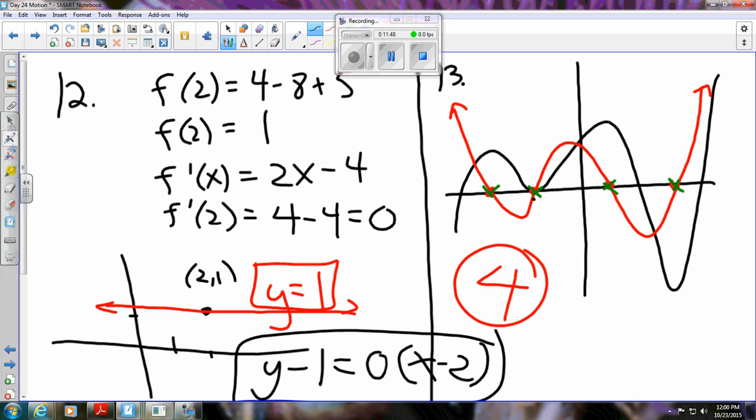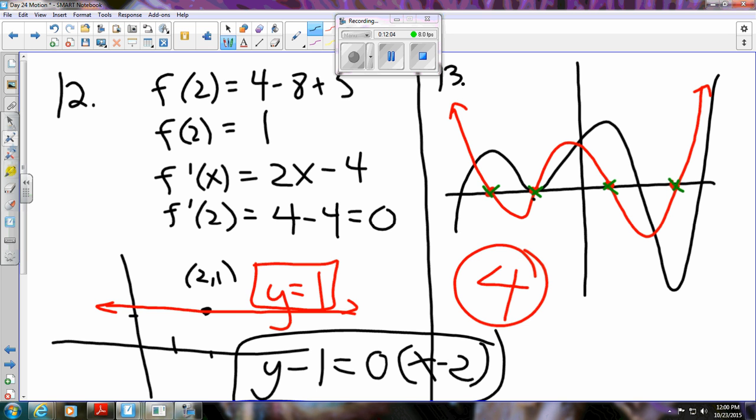So every time the function, the original graph, goes from increasing to decreasing or vice versa, the graph of the derivative crosses the x-axis. Now, there was no 14, so that one was easy.